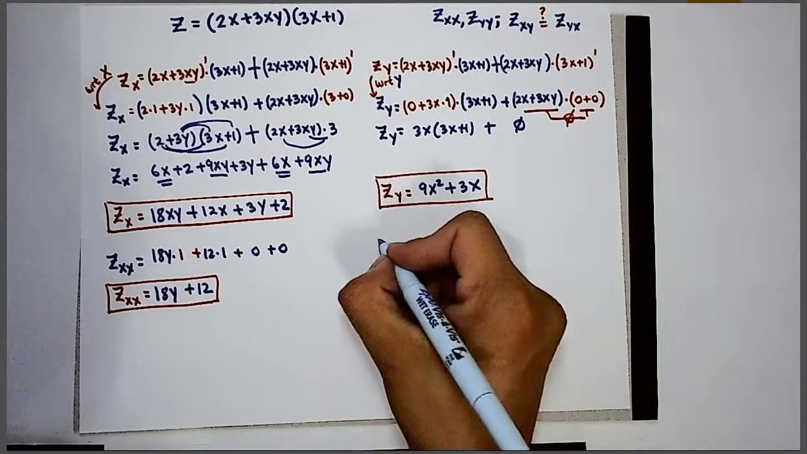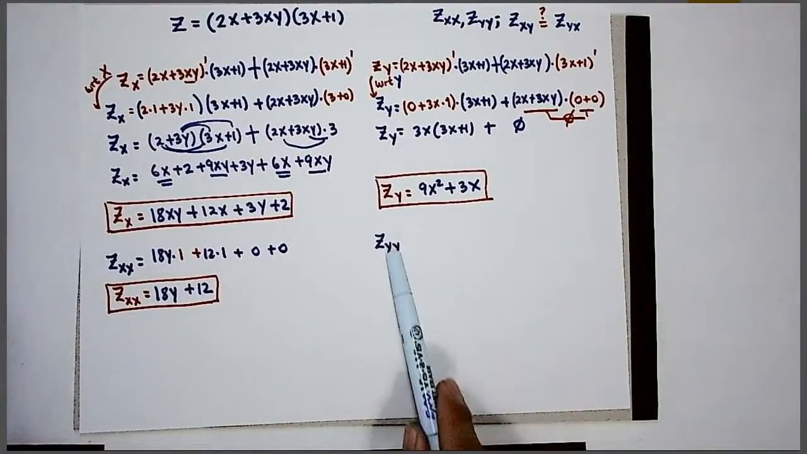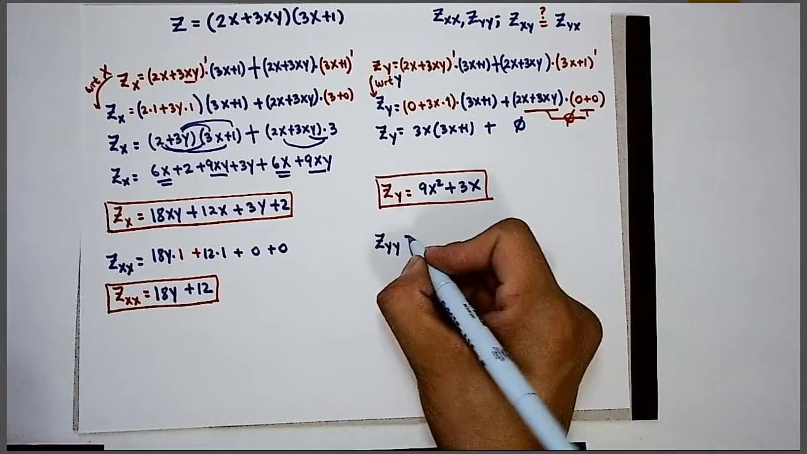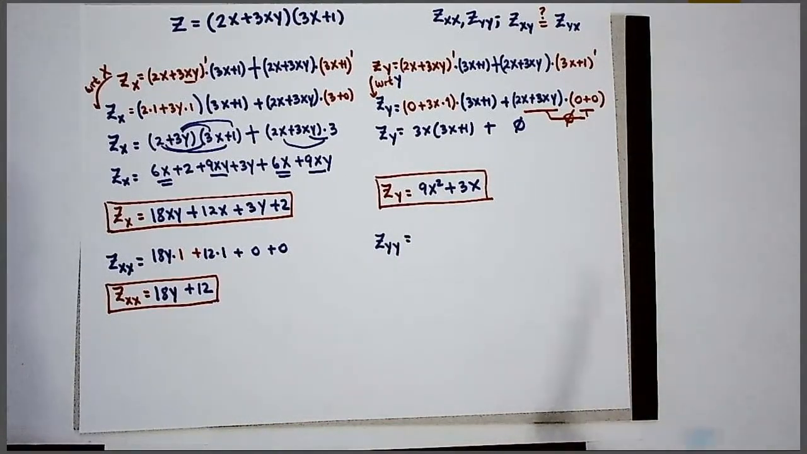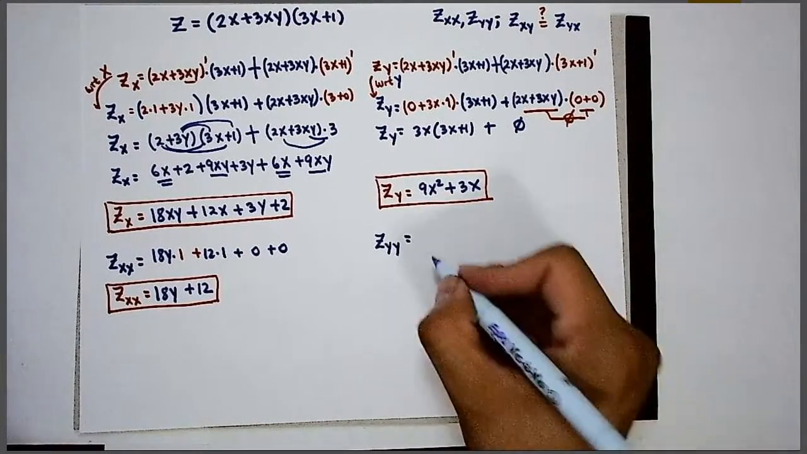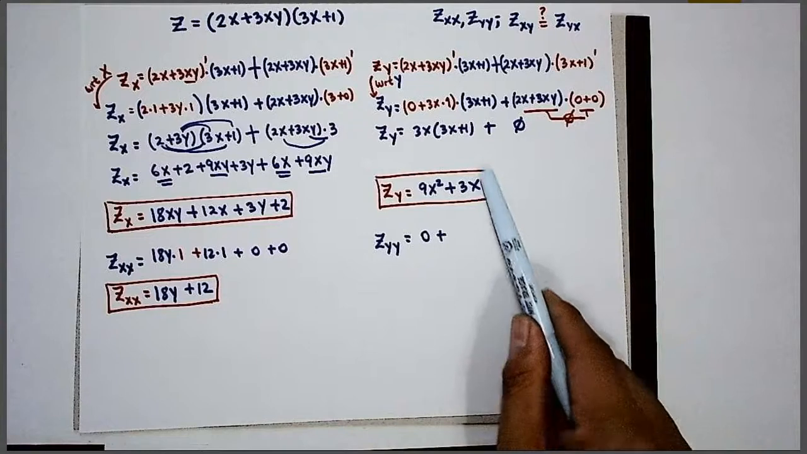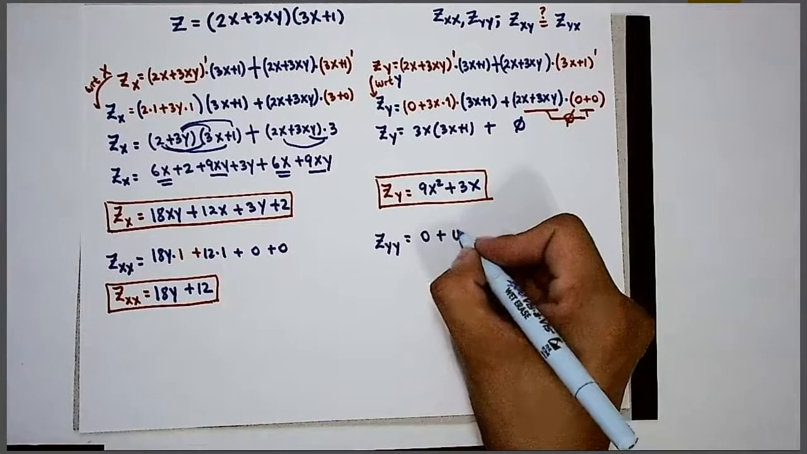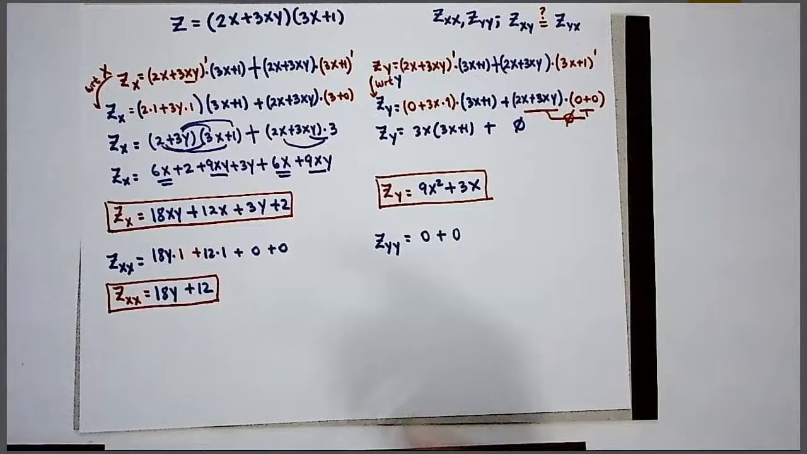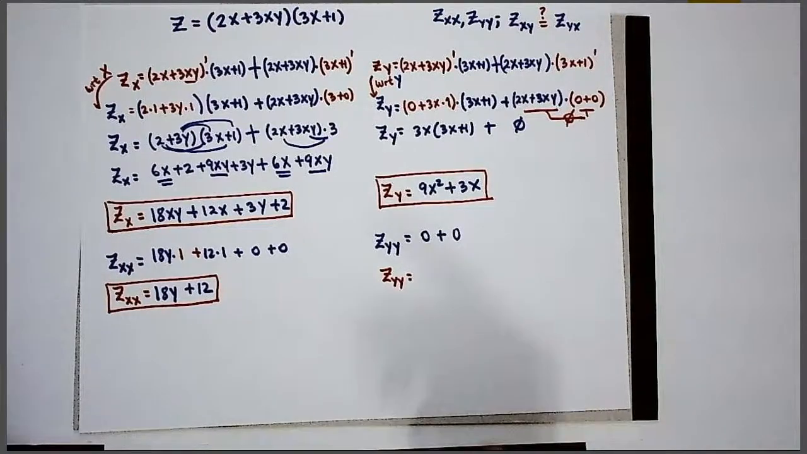Now let's proceed with the derivative of this operation with respect to y. In other words, the second partial derivative with respect to y. Notice that in this case, the derivative of 9x squared with respect to y is 0 because there is no y, plus the derivative of 3x with respect to y is also 0. So this means that the second partial derivative with respect to y is 0.